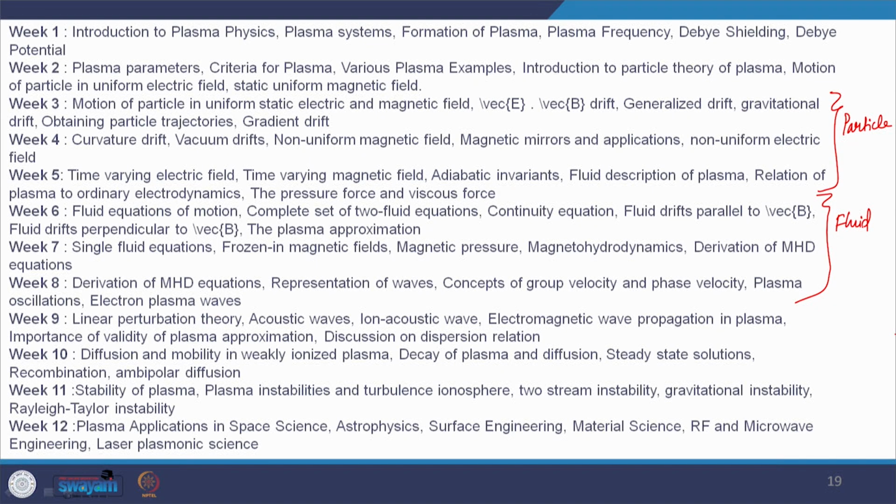Subsequently, we will move on and say it is better to treat plasma not as a particle, but as a fluid. So, in units 6, 7 and part of 8, we will try to understand plasma processes by assuming that plasma is not a particle, rather plasma is a fluid. Okay. Then subsequently we will try to understand waves in plasma, and then we will try to understand the applications of plasma.